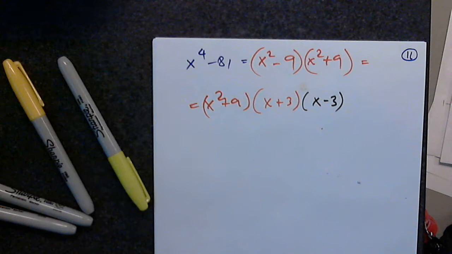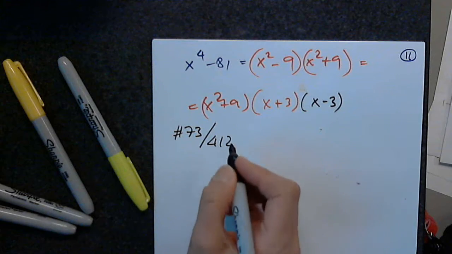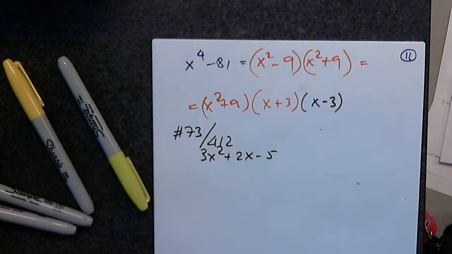Page 412. And you said it has to be a trinomial. Let me see. Let's find a trinomial. Oh, yes, number 73, and this is on page 412. And we have 3x squared plus 2x minus 5. So this is a trinomial.